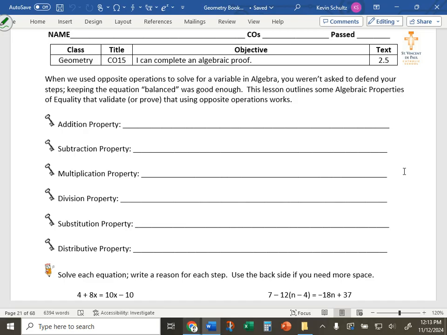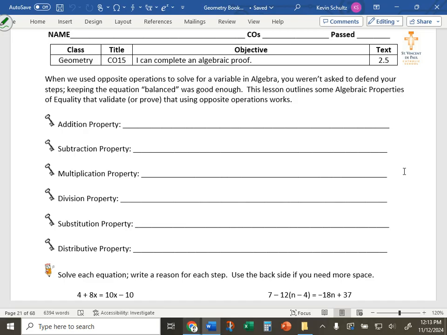Okay? And there are 1, 2, 3, 4, 5, 6 properties that you've been using for a long time. You just didn't know what they were actually called. So these are the reasons you're going to have in your proof. That's why they're key points. They can go in a help sheet.